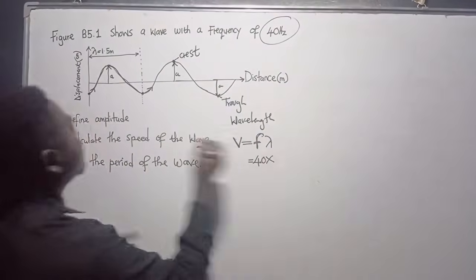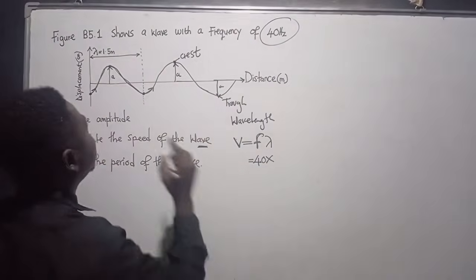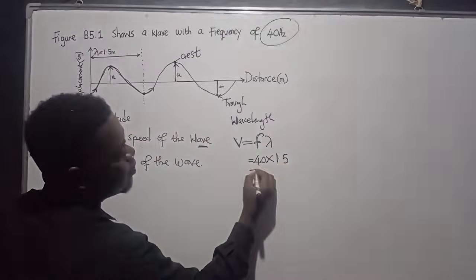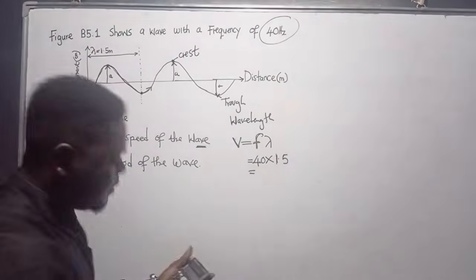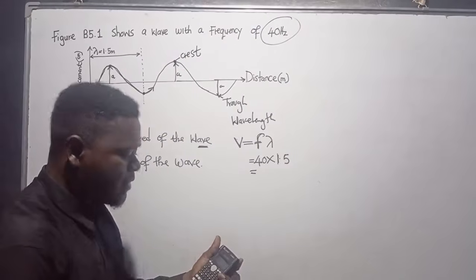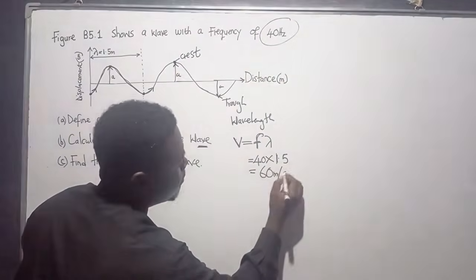What is wavelength? I've already told you that is wavelength. So our wavelength in this case is what? 1.5. You get your calculator. What is 40 times 1.5? What is the answer? 60. So 60 meters per second.